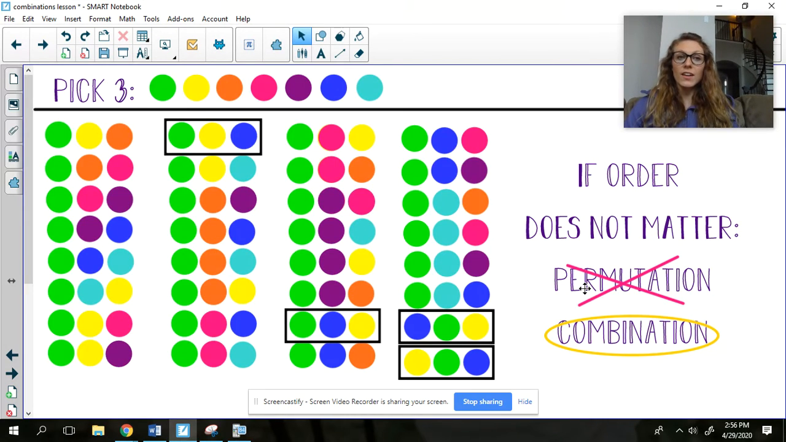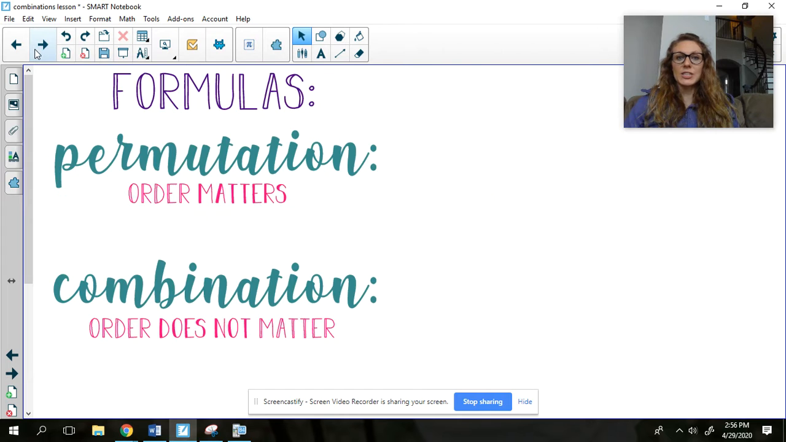If the order of the colors we chose did matter, like green was going to be painted on the ceiling and yellow was going to be on the walls and blue was going to be on the floor, if they each had a really specific purpose or something, maybe the order would matter. But in our situation of just picking 3 favorite colors, it definitely doesn't. And so we're going to explore combinations.